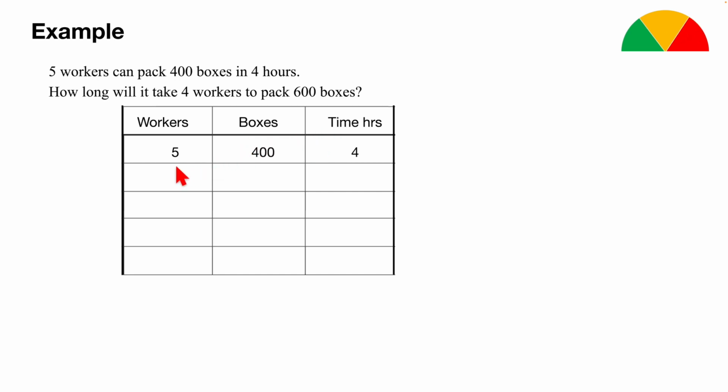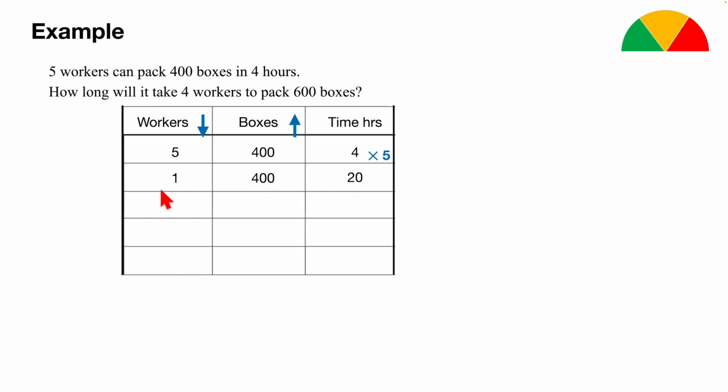And we put in the original data: 5 workers, 400 boxes, 4 hours, and we mark that more workers bring the time down, more boxes pushes the time up. Now, this is difficult because 5 to 4 isn't nice and 4 to 6 isn't nice, but let's get started. I'm going to work out what 1 worker will do. So I'm going to divide this by 5, and I'm going to multiply the time by 5 because it'll take that 1 worker 5 times as long.